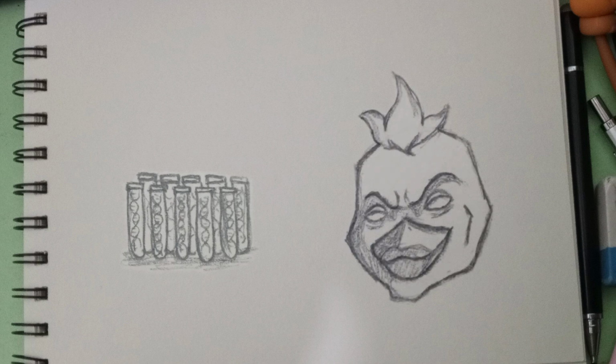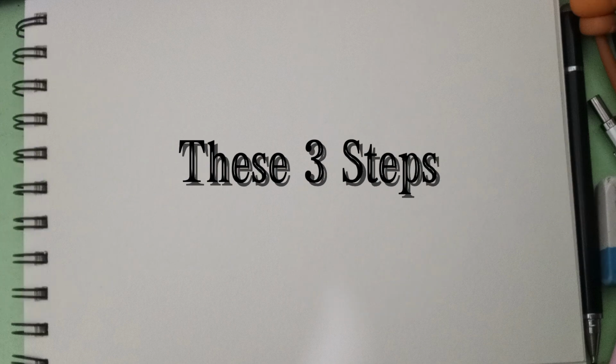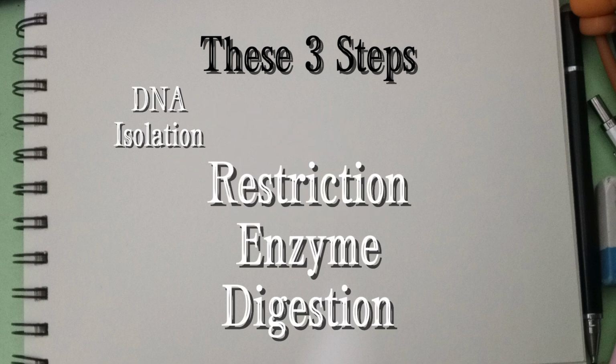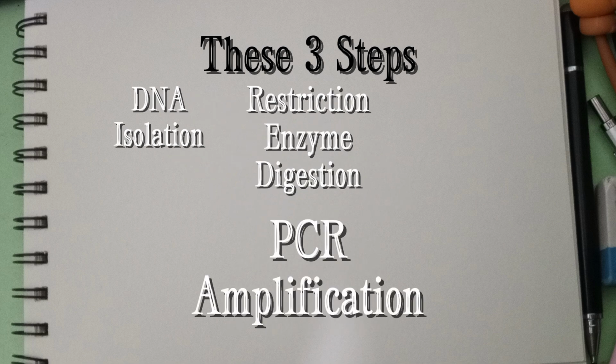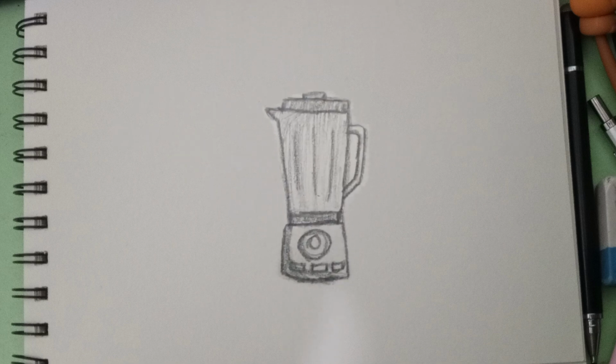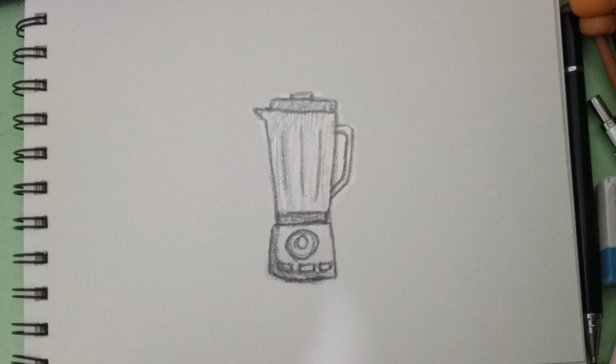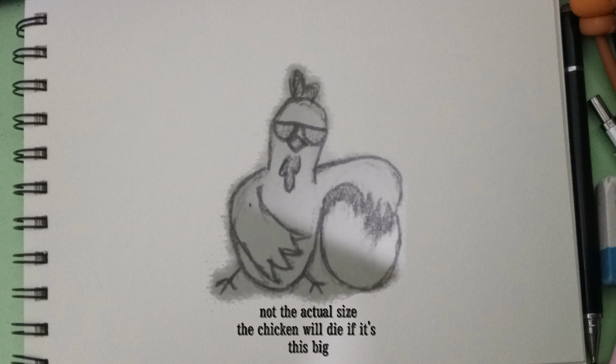These three steps, DNA isolation, restriction enzyme digestion, and PCR amplification, are critical to our goal of combining ostrich and chicken genetics. By completing this process, we take one step closer to creating chickens capable of producing larger eggs.